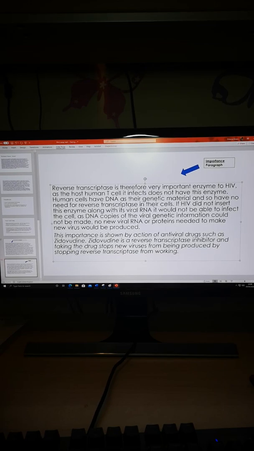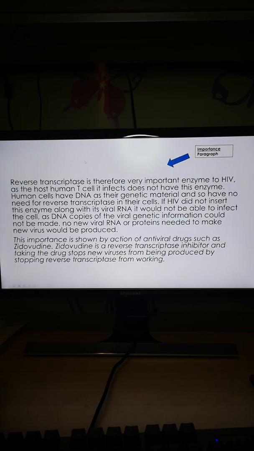So I said to you, if you're trying to do this importance paragraph, you have to think about what would happen if it didn't have it. Okay, so the host human T cell in fact doesn't have the enzyme. Human cells don't have reverse transcriptase because human cells have DNA as their genetic material, so they don't need it. They don't need to convert an RNA base sequence into DNA.